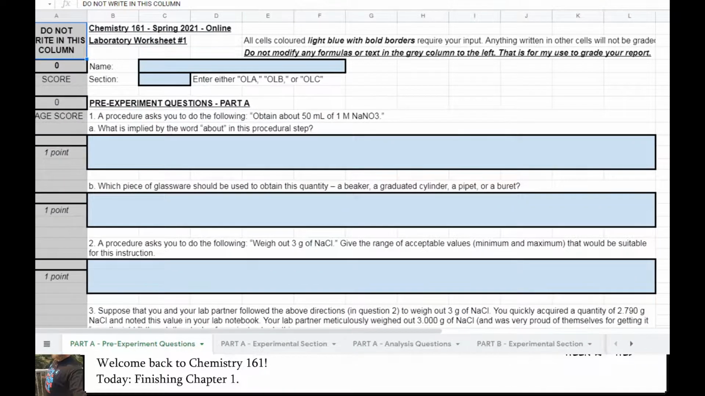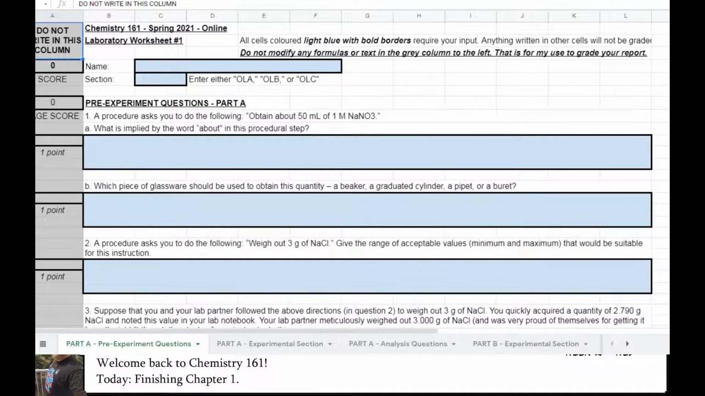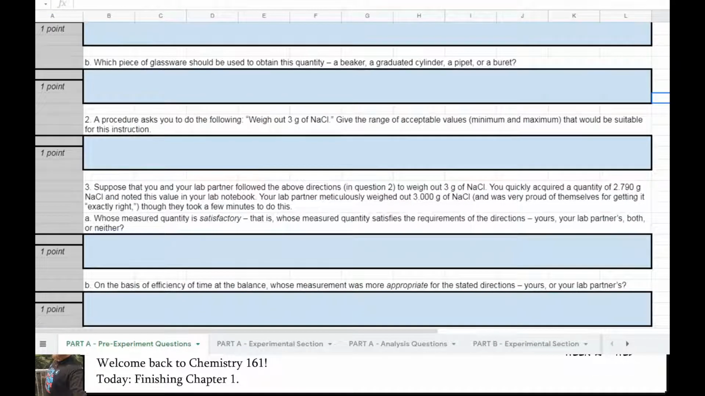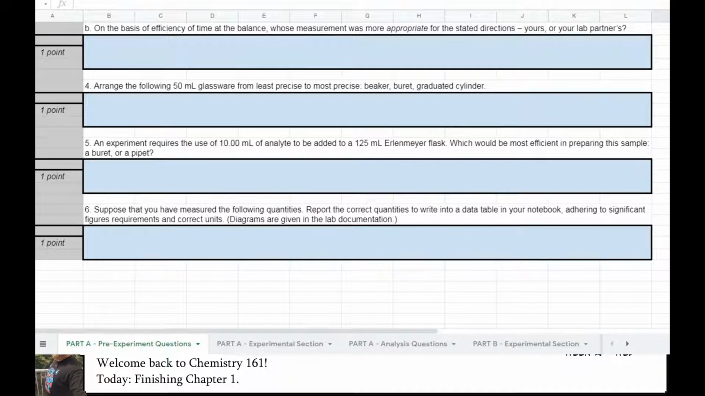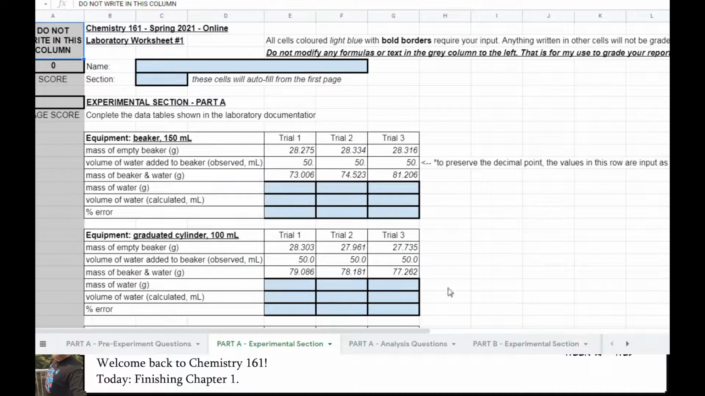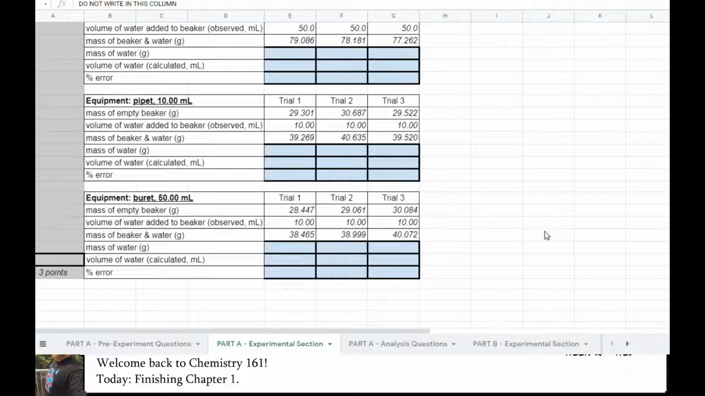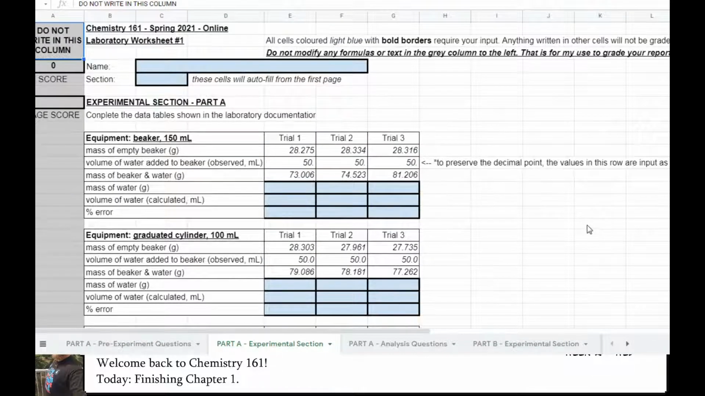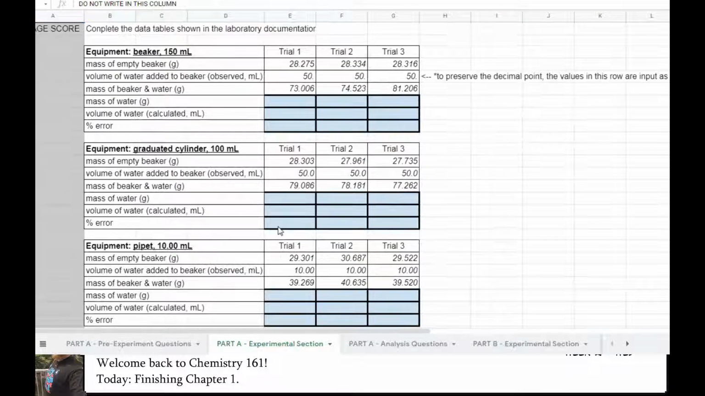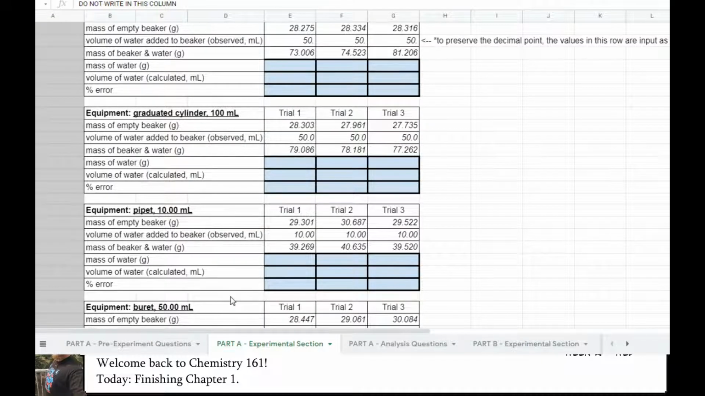Once you're in here, you're going to just fill out the answers to the questions based on the information that is in the lab. That's straightforward enough. There are quite a few questions, so make sure you're scrolling down. And then when you're finished, you go down to the bottom here and you click on the next tab. And here, what you're going to see is the data tables for the experiment. So this is the data tables for the glassware. We're going to use a 150 ml beaker, a 100 ml graduated cylinder, a 10 ml pipette, and a 50 ml burette.